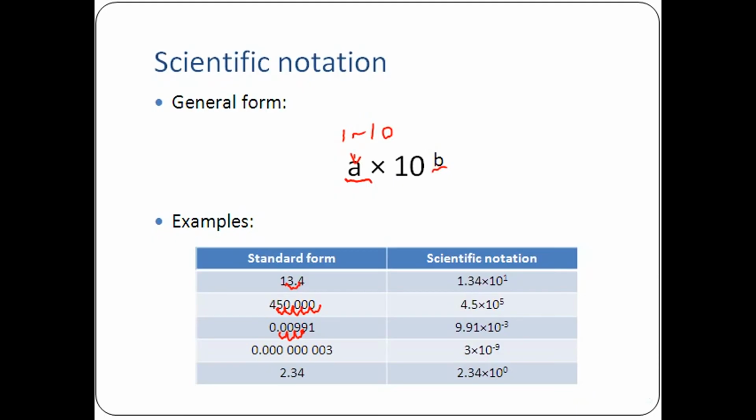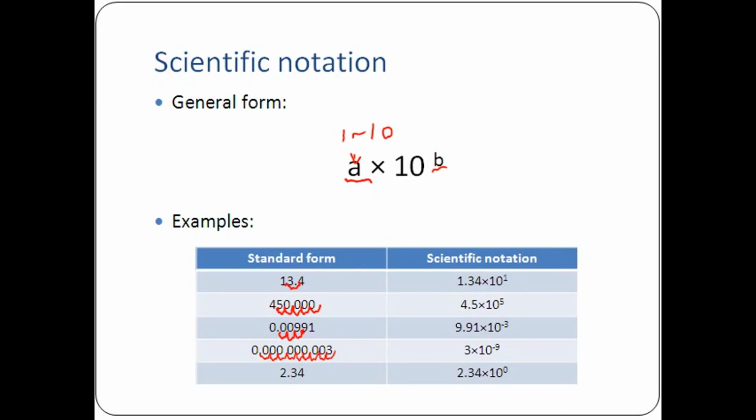Our next one, also smaller than 1, so we'll have a negative exponent. How many spots do we have to move over? We have to go over 1, 2, 3, 4, 5, 6, 7, 8, 9 spots. So this would be 3 times 10 to the negative 9th.